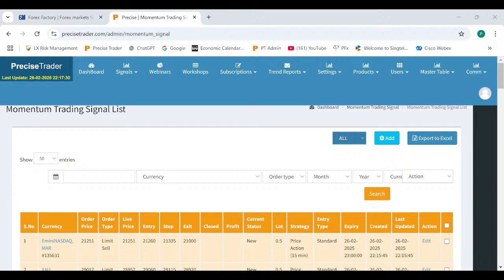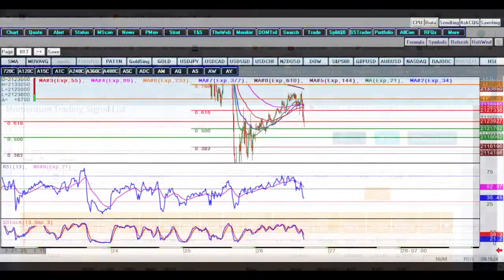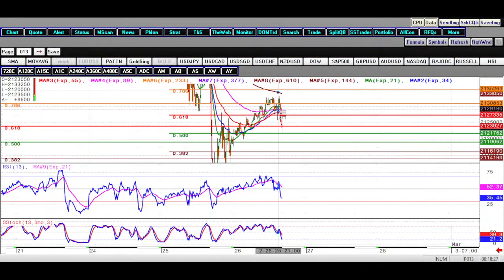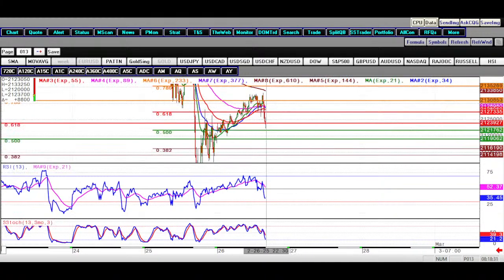Okay, the market keeps falling. I think this is showing the wrong screen again. Give me a minute.